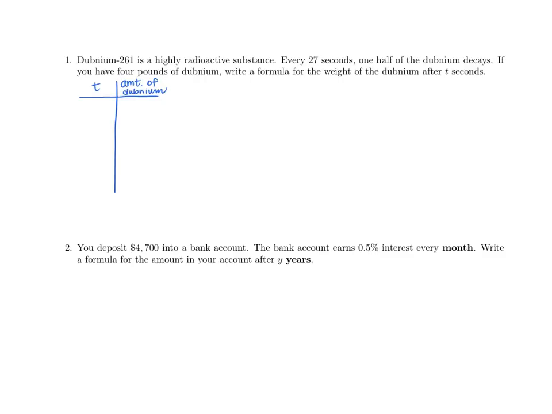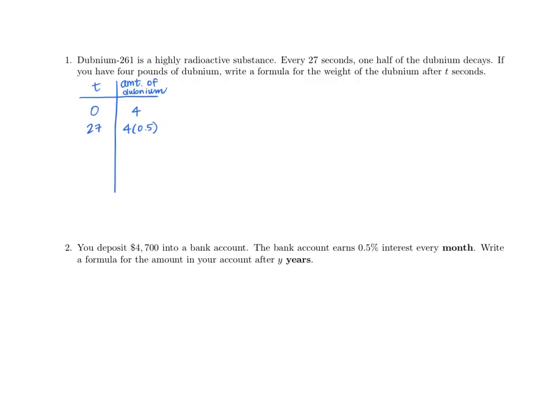All right, the very first thing I know is how much I start off with. I know that at the very beginning, meaning time t equals 0, I have 4 pounds of dubnium. All right. Well, what's the next moment in time where I'm really clear about how much dubnium I have? That happens to be 27 seconds later. I know that half of the dubnium has decayed, and so I'll have half remaining, which means that when t equals 27, I've taken that 4 and multiplied it by 0.5.